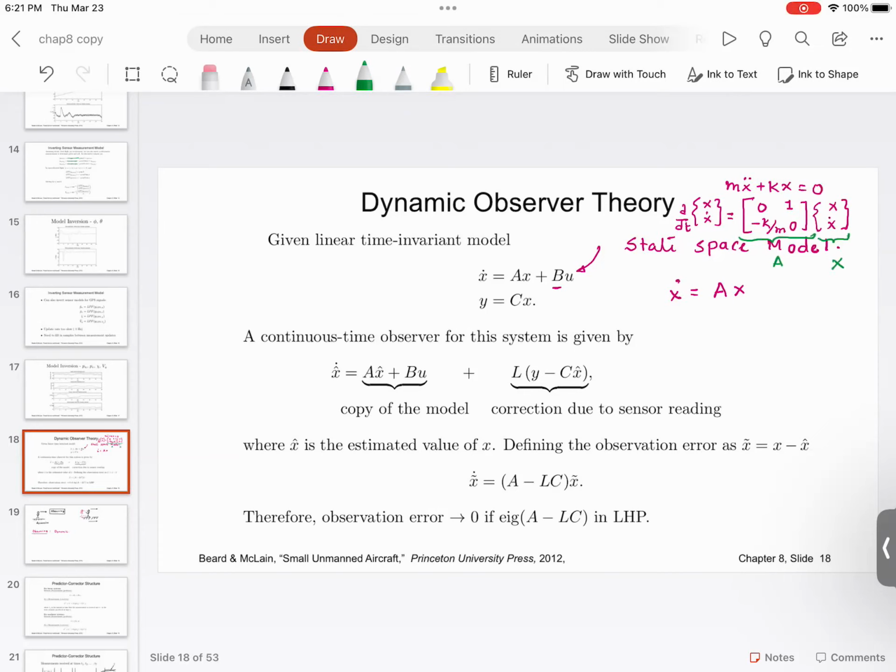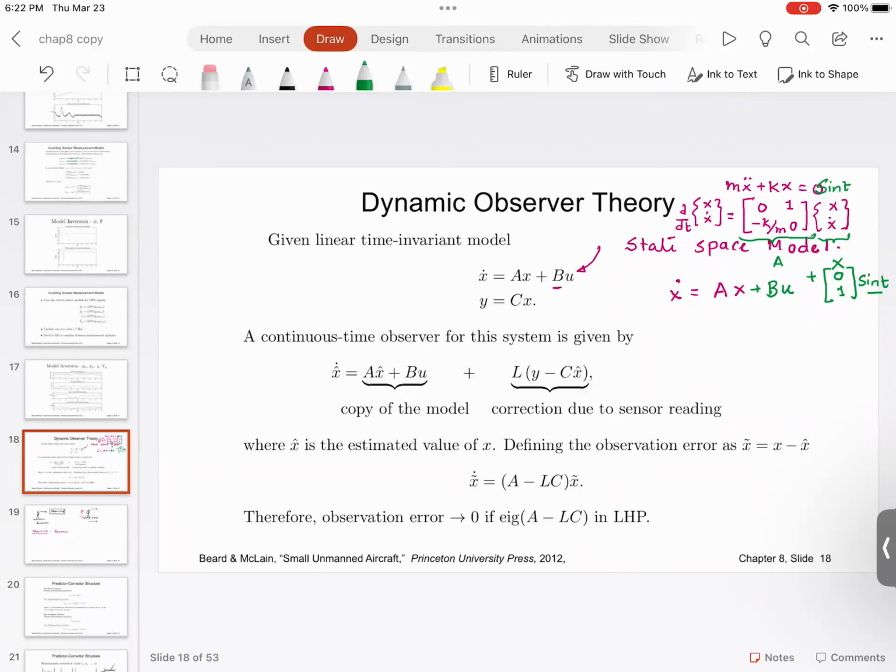Now, if my spring mass system, instead of being zero on the right hand side, has an external forcing, say sine t, then this B comes into the picture. So basically, what is this B? B is [0, 1], and sine t is my U. Everyone understood this? So I have this system, x dot is equal to Ax plus Bu.